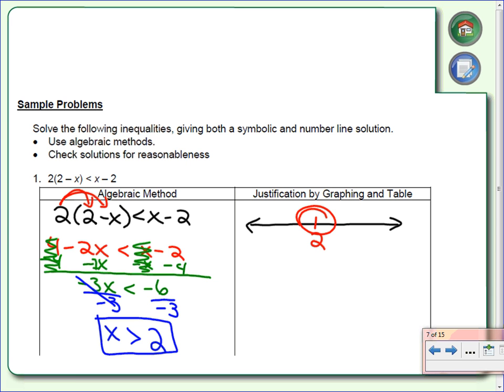I'm not going to color it in though, because the only time I need to color it in is when I have an equal sign. And right now I don't have it. So don't worry about coloring it in right now.